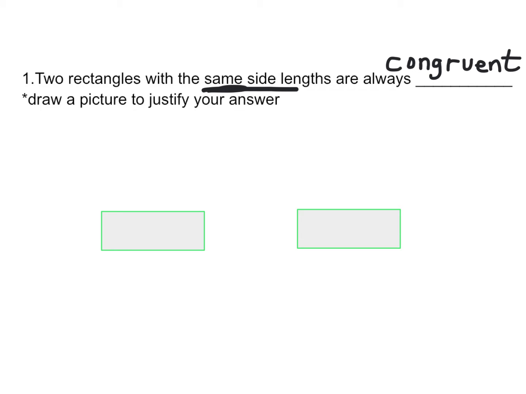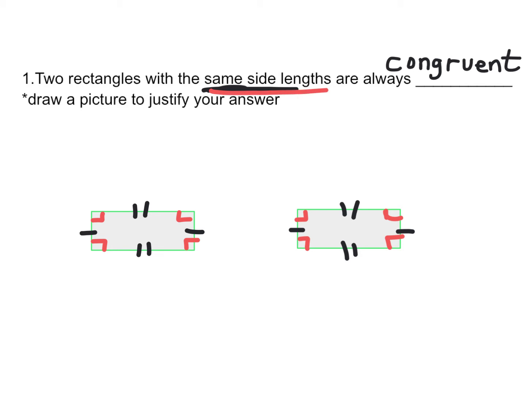And then referring back to the picture, that would mean this side, it's two sets of parallel sides. So those sides are always going to be the same, and then the length would always be the same. And then the angles inside, if it's a rectangle, are all 90-degree angles. So as long as the two rectangles have the same side lengths, they'll always be congruent.